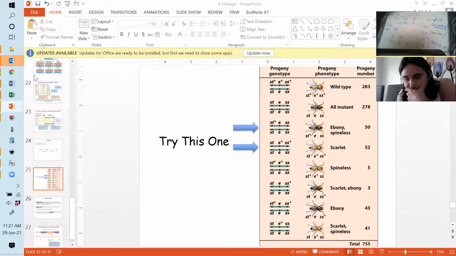Good. Okay, so to work out recombination frequency, we need the single crossovers and the double crossovers. We add them together, which gets us, what's that, 102 plus 8, so that's going to be 110.